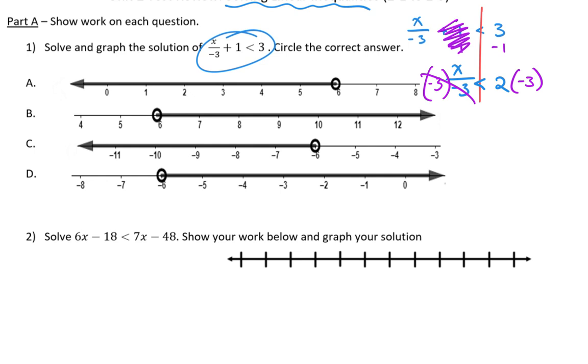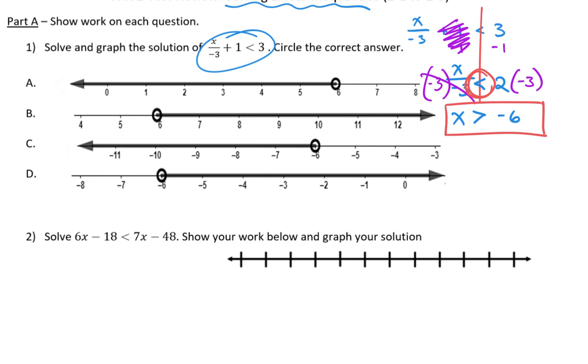The dividing by -3 and times by -3 cancel out because they're inverse operations. So I'm left with an x on the left side. On the right side, I have 2 times -3. That's -6. And here's the fun part. In between them, we did have a less than sign. But because we divided by a negative number, our symbol flips sides. Instead of being a less than symbol, it's going to be a greater than symbol. So be careful with that. It's definitely something to keep your eye out for when you're taking your test.